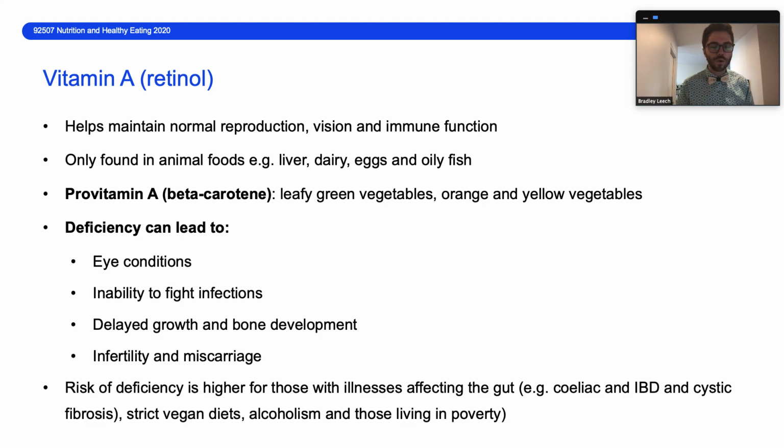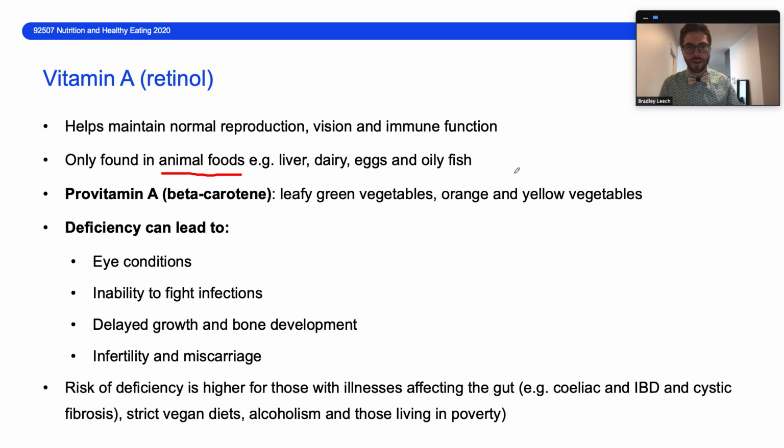Let's start off with vitamin A. Vitamin A is a fat-soluble vitamin, and it supports a number of different elements in our health, such as vision, immune function, and normal reproduction. Vitamin A can be found in, look at this, animal-based foods. As we just said, these fat-soluble vitamins are more commonly found in fatty animal-based foods. You've got things like liver, dairy, egg, and oily fish.